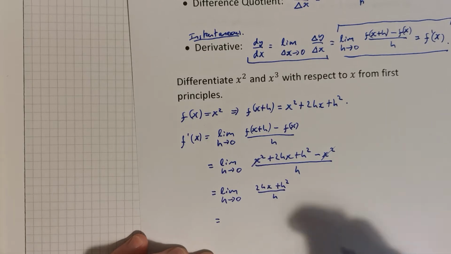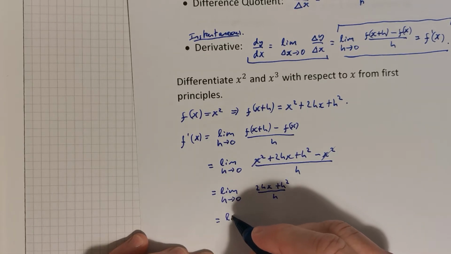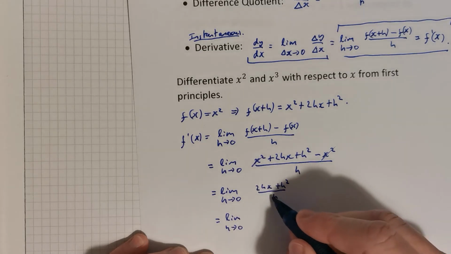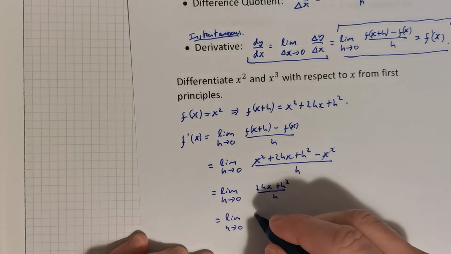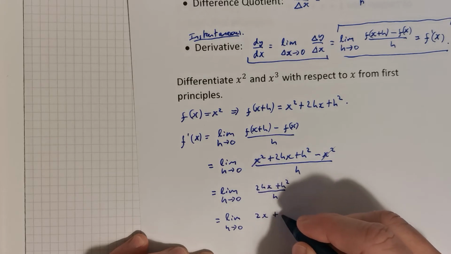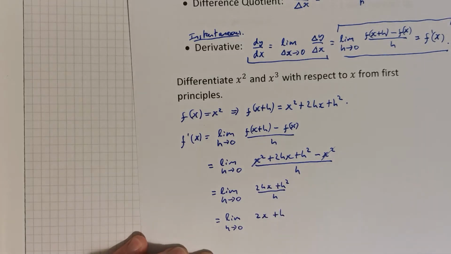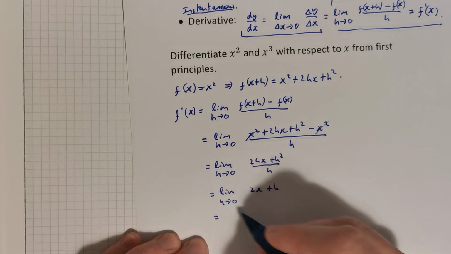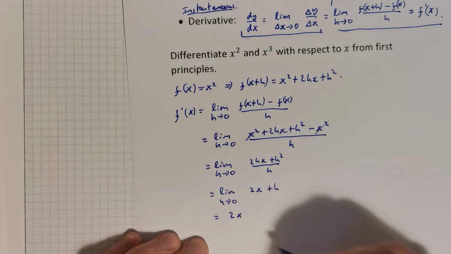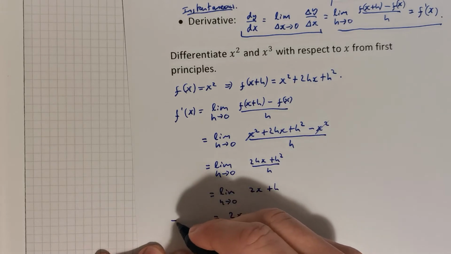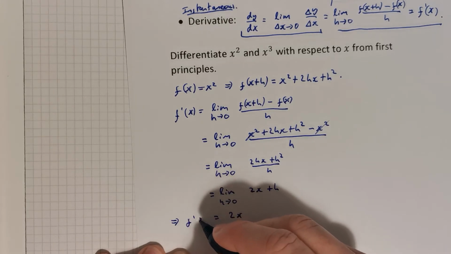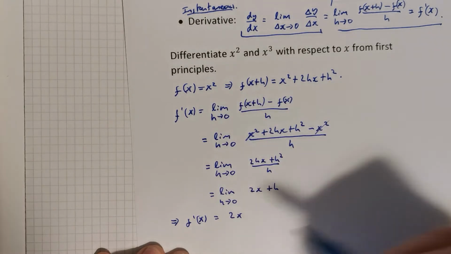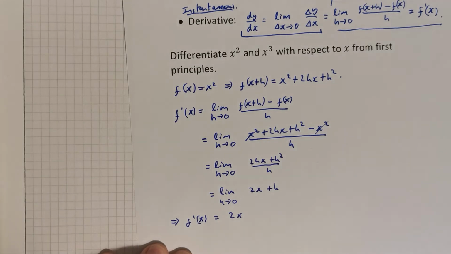And the further work here is just simplifying the fraction. So this will be equal to the limit as h tends towards 0. Dividing h into these, distributing it across the two terms, we get 2x plus h. Now I can apply my limit. Now I can sub in 0 for h. Once I sub it in, that disappears. That's just going to be 2x. So f prime of x is 2x. If f of x is x squared, then f prime of x is 2x.